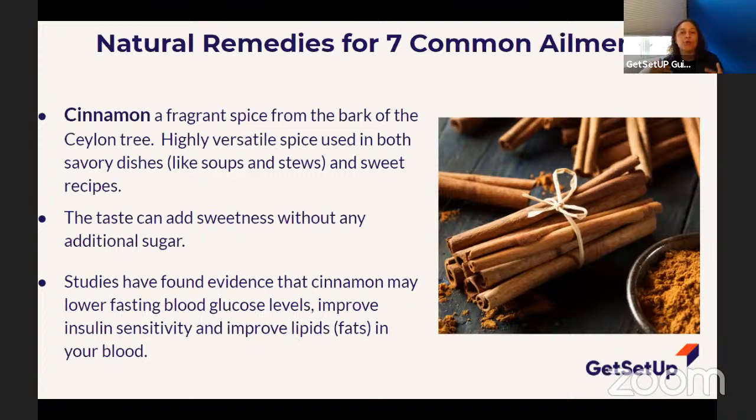It's kind of like when you overdo something over and over, your body just doesn't respond anymore. That's what insulin resistance means. So they found that cinnamon actually helps to improve your insulin sensitivity. That's great. It also improves lipids, fats in your blood, so it helps to reduce some of the lipids in your blood. So cinnamon's actually very powerful.